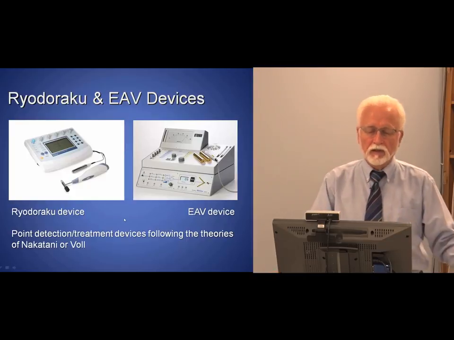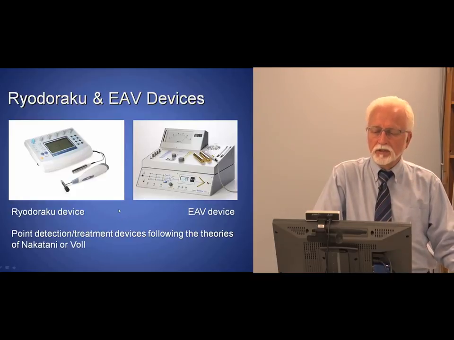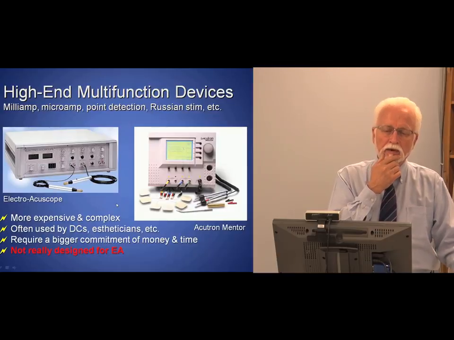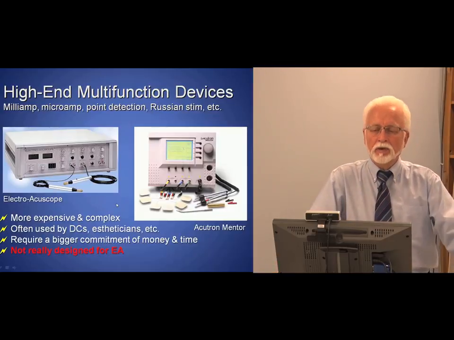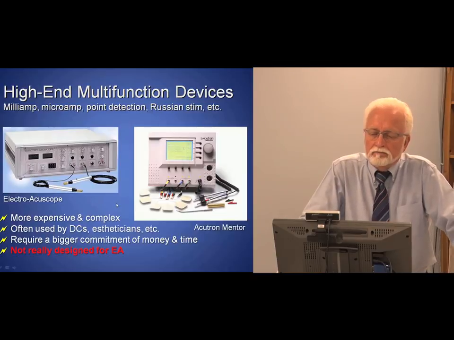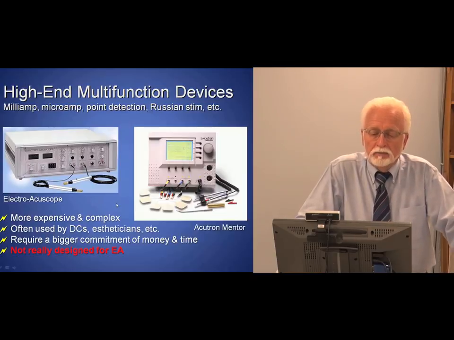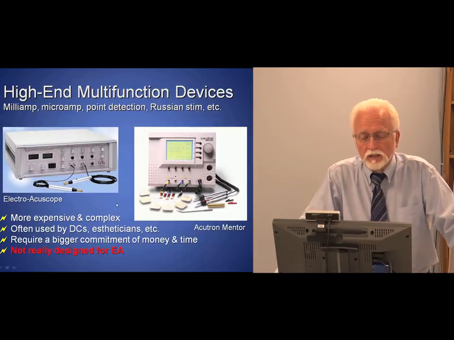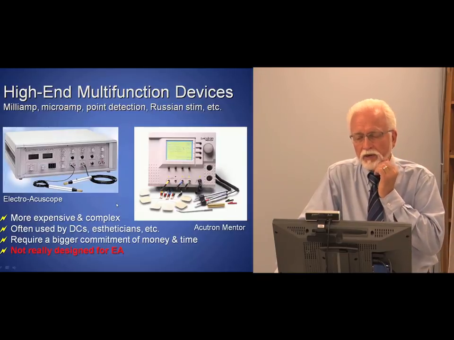Some of the devices are fairly technically sophisticated, as you see here. Point detection and treatment devices following the theories of either Nakatani or Voll. And then you see some of these higher end devices. They tend to do a little bit of everything: milliamp, microamp, point detection, Russian stim, you name it, they can do it. These are devices that cost into thousands of dollars, $7,000, $10,000, $12,000. Typically you see these, the Electroacuscope, the Accutron Mentor.